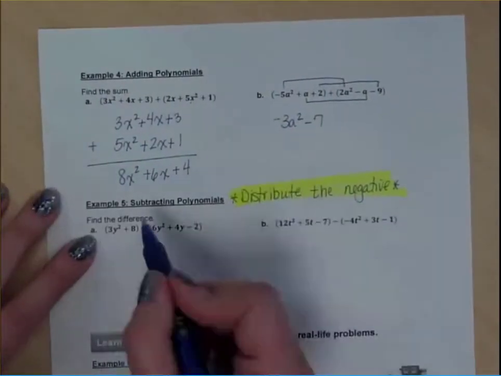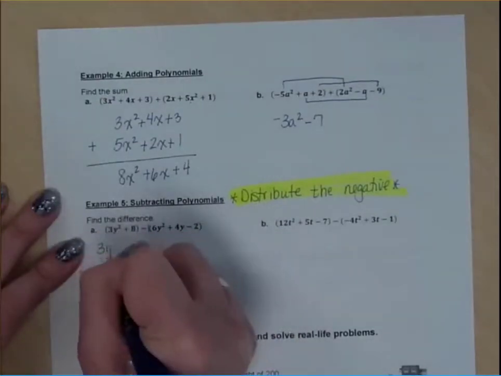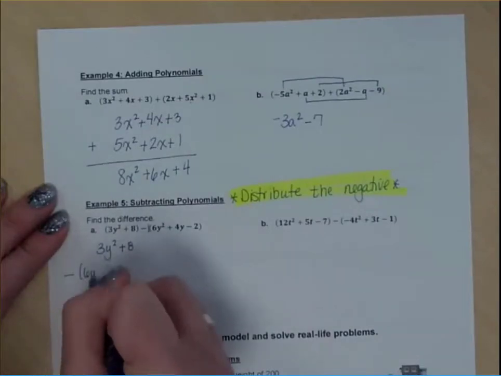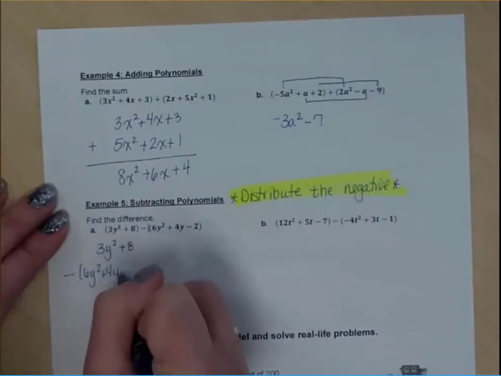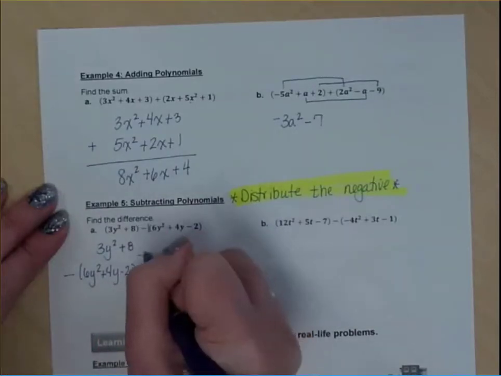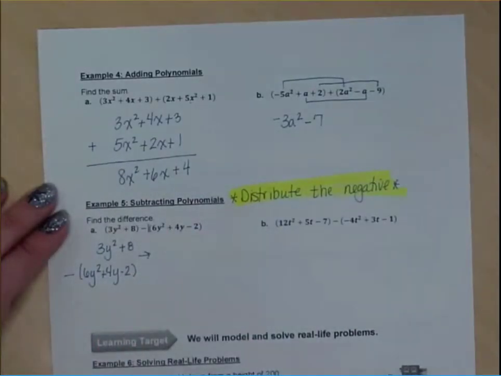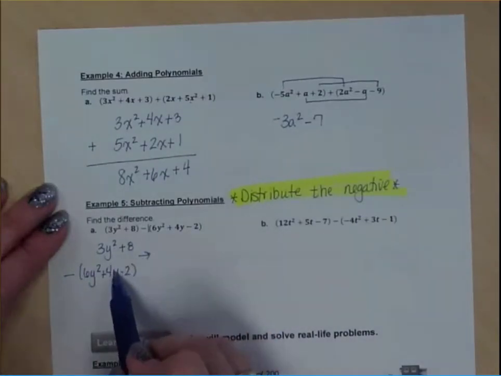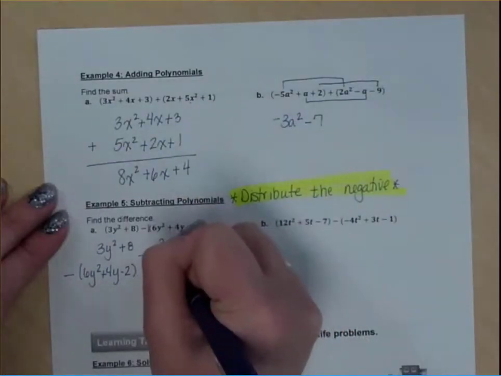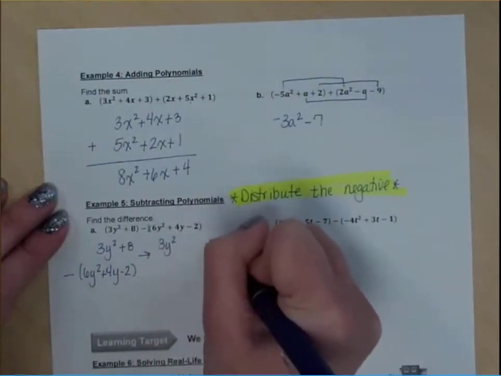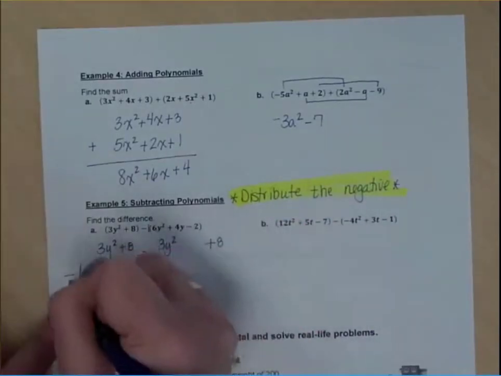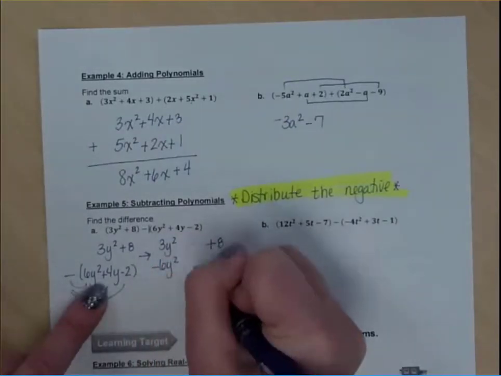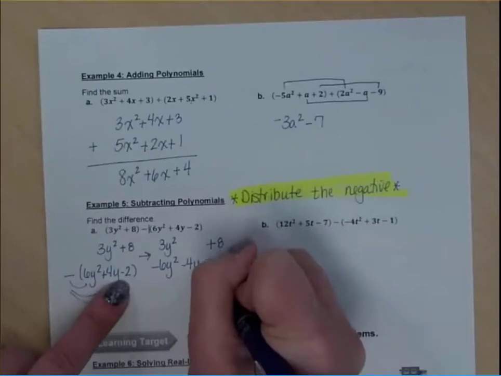So what I have here is 3y squared plus 8y minus 6y squared plus 4y minus 2. Now, I'm going to rewrite this one by distributing that negative. Now here, I don't have a y variable. I just have y squared. So what I'm going to do is leave a space so I can neatly line these up. Now I'm going to distribute that negative here. So I have negative 6y squared minus 4y plus 2.